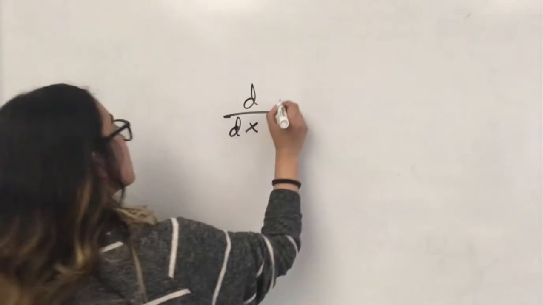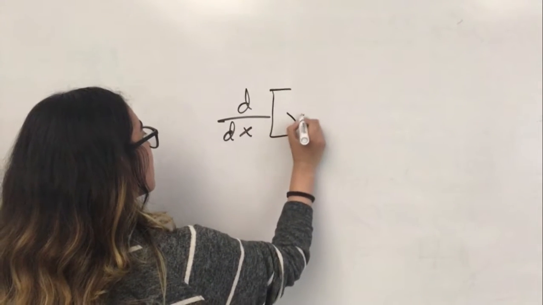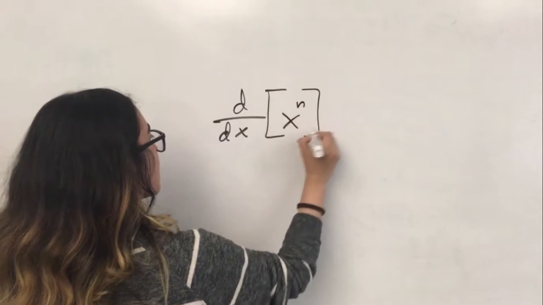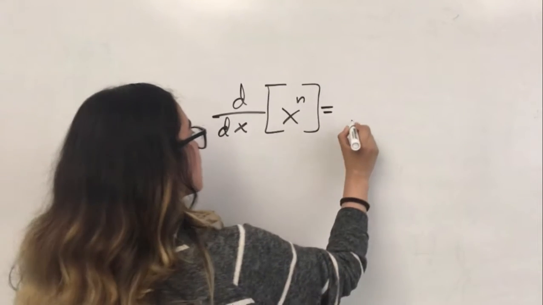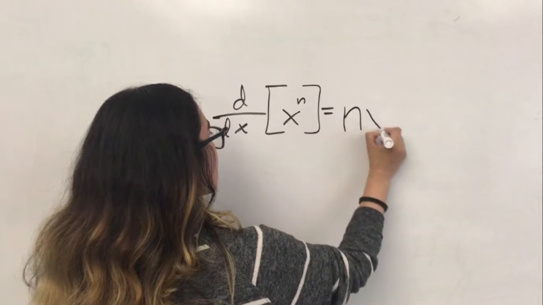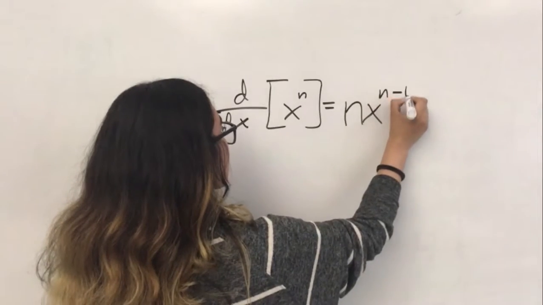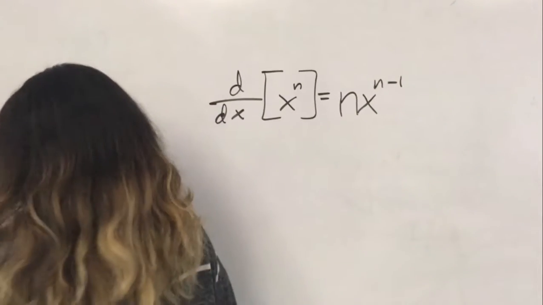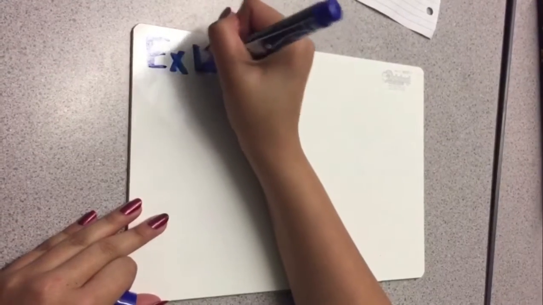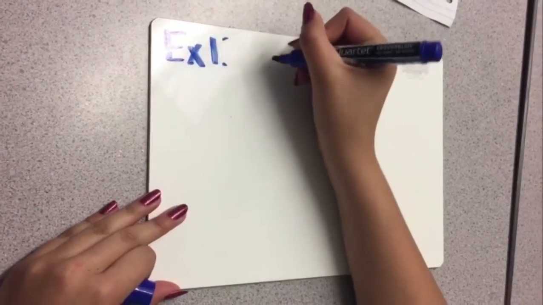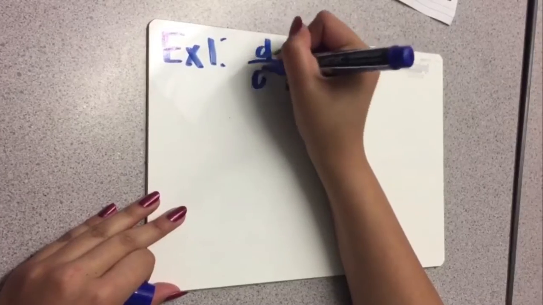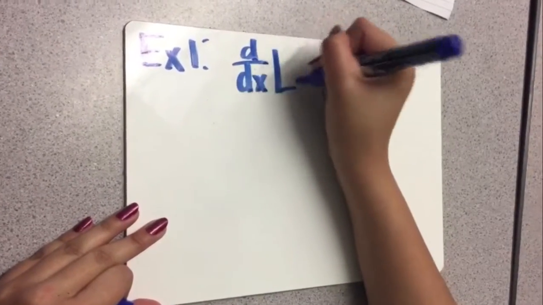The formula for the power rule is as follows. The derivative of the respective variable, in this case x, to the power of n will equal nx to the power of n minus 1. Example number 1 is the derivative of x to the 18th power.